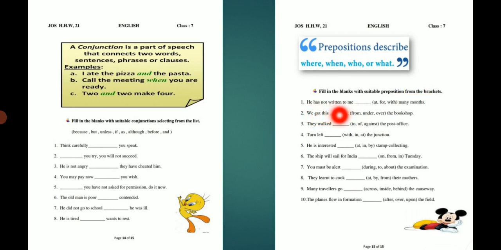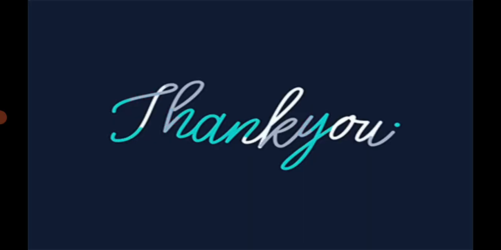He has not written to me dash many months: for many months. We got this dash the bookshop: we got this from the bookshop. They walked dash the post office: they walked to the post office. Okay students, the other sentences will be done by your own self, and our summer vacation homework has been completed now.